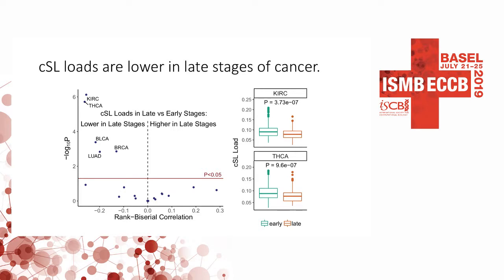It can vary from -1 to +1. It measures the effect size of a Wilcoxon test, and this is a negative log p value. For certain cancer types, if it's below 0, it implies that CSL loads are lower in the late stages of cancer than the earlier stages, and a few cancer types fall in that category. If you look at individual cancers too, CSL load is higher in early stages and lower in the late stages with a significant p-value. Again, implying that CSL load is a negative marker for cancer cells.